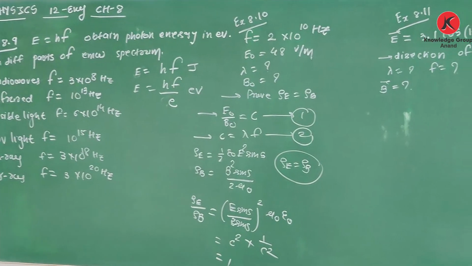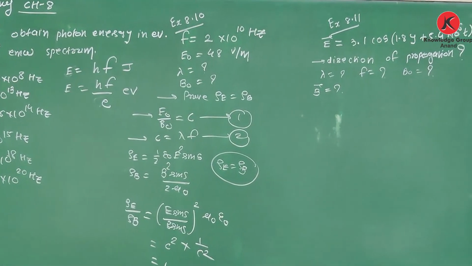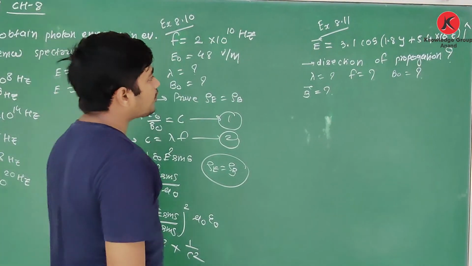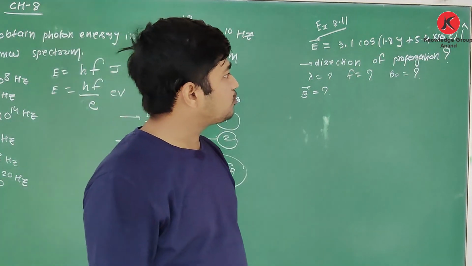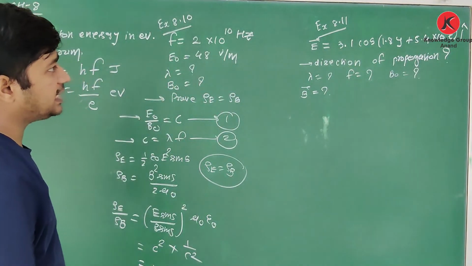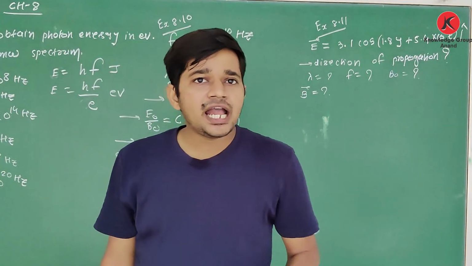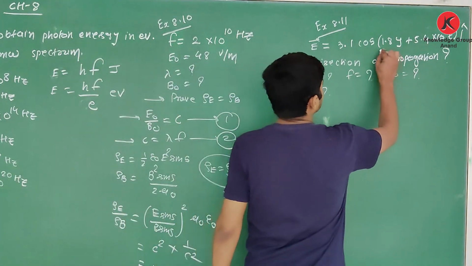Clear about this? Now next question, exercise 8.11. The electric field vector E is equal to 3.1 cos(1.8y plus 5.4 × 10 raised to 6 t) i caret. What is the direction of propagation? You can identify the direction of propagation from this.